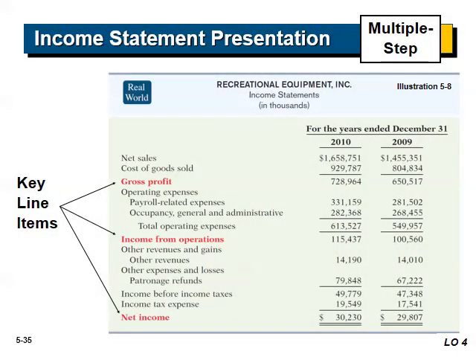So it looks like this. We have sales minus cost of goods sold equals gross profit. Then we subtract out our operating expenses to get income from operations. Then we have other revenues, other expenses to get our net income. So multi-steps in this one.